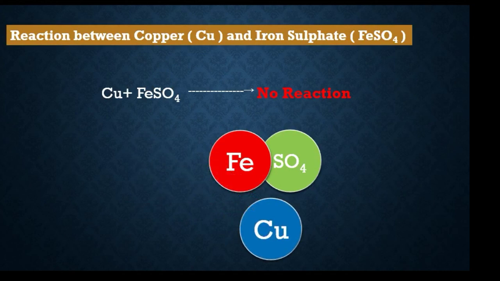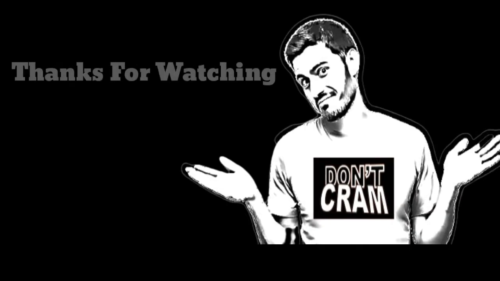So like this, we can easily see which metal can displace the other metal from its compound and which cannot. This is the exact use of this reactivity series, just to find out which metal can displace and which metal cannot, and which is more reactive and which is not that reactive.